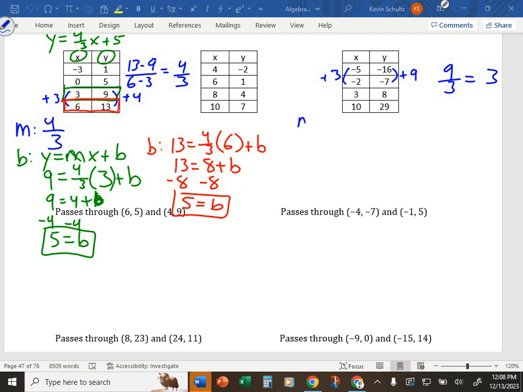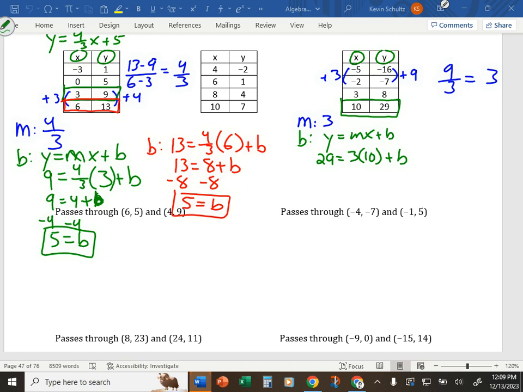Now, looking for b, we get to pick any ordered pair that we want to. Which ordered pair would you like to use? Aiden. Pick an ordered pair in that third table there. You can't go wrong. 10 and 29. Perfect. Using 10 and 29, where 10 is our x value, 29 is our y value. We plug in 29 for y. Our slope is 3. We already found that. That goes in for m. Our x value is 10. And we're solving for b.